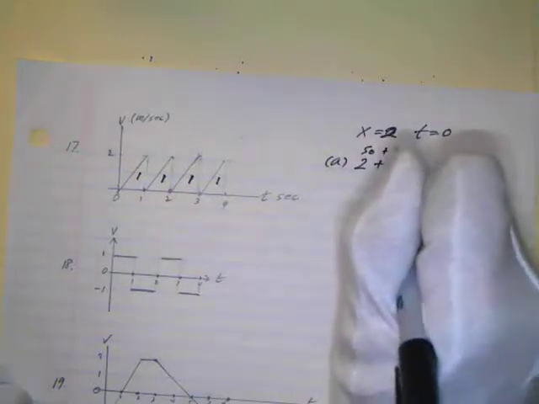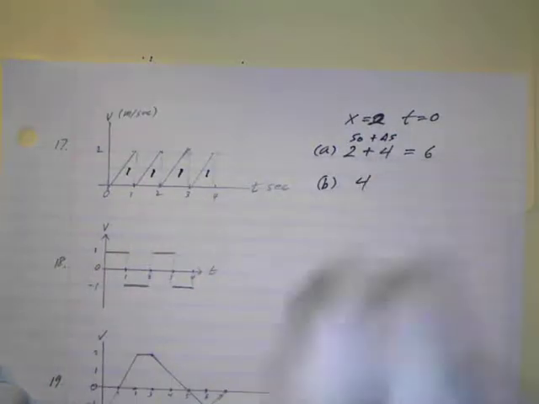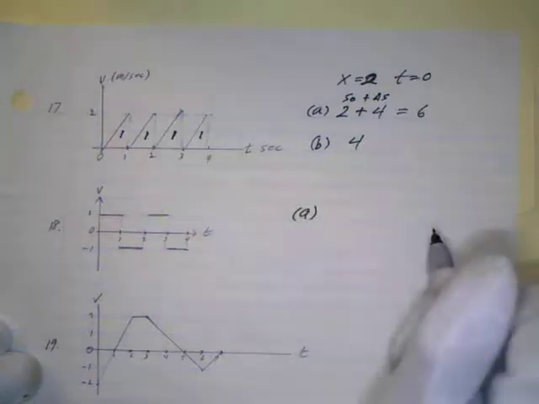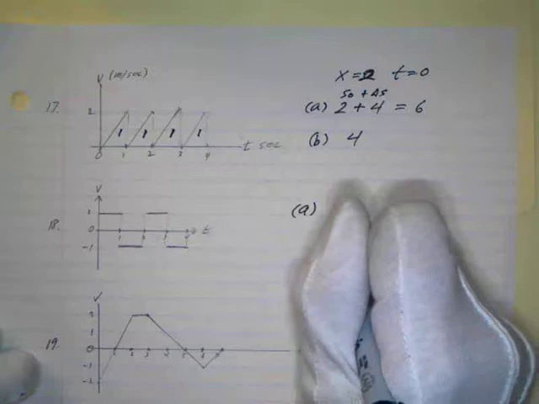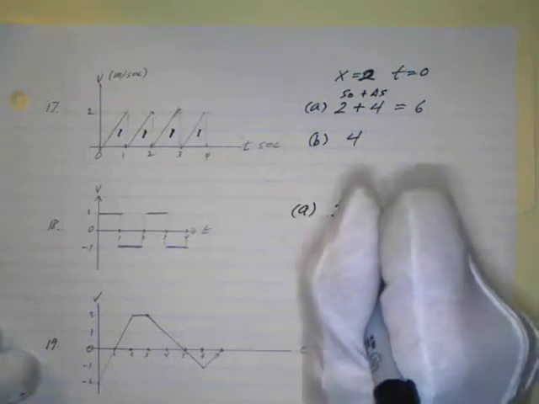So where is the particle at the end of the trip? Well, this is my s sub 0 plus my delta s. So that's, I end up 6 units. Okay, and letter B, find the total distance traveled by the particle. Well, that's just going to be this distance plus that plus that plus that, so that's just going to be 4. Okay, on number 18, A. Again, we're going to start at 2. That's going to be my s sub 0.